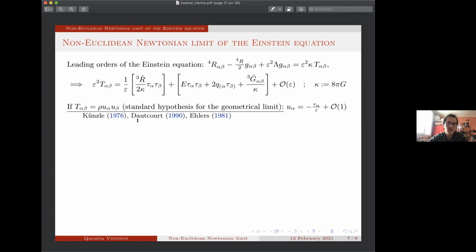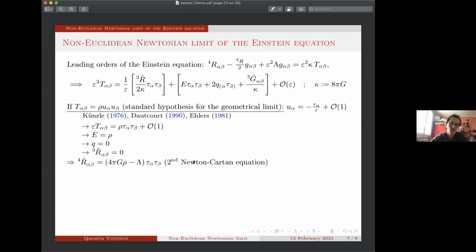We can first take the standard hypothesis for the limit, which is to assume that we have the usual dust form for the stress energy tensor. This hypothesis was made by Künzle, Dautcourt, and Ehlers, and leads to a leading order which is proportional to the density, implying that E can be associated to rho, Q to 0, and the free curvature is equal to 0. We can then show that we retrieve the second Newton-Cartan equation, which I will not detail in this presentation.